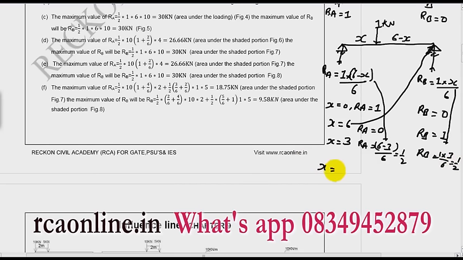When x is equal to 4, what is the value of RA? The RA value is (6 minus 4) by 6. And what is the value of RB? RB is 1 into 4 by 6.